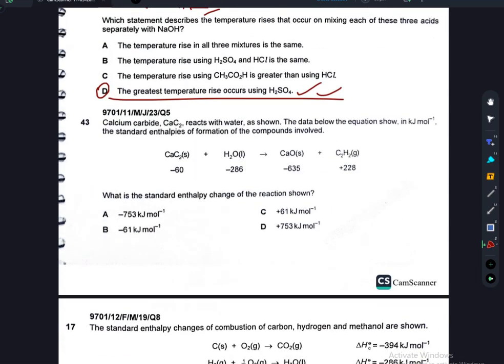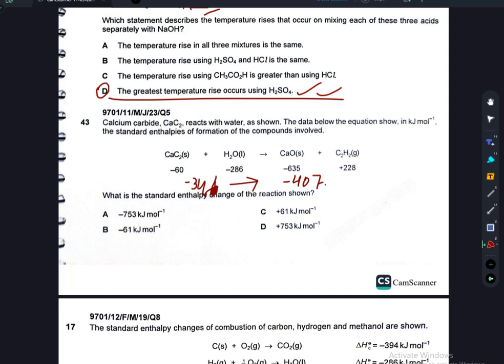Question 43. Calcium carbide CaC2 reacts with water. Enthalpy changes are shown in kilojoules per mole, along with the standard enthalpy of formation of the compounds involved. So the total energy on this side is minus 346, and it is minus 407 here. So minus 346 is being converted into minus 407.